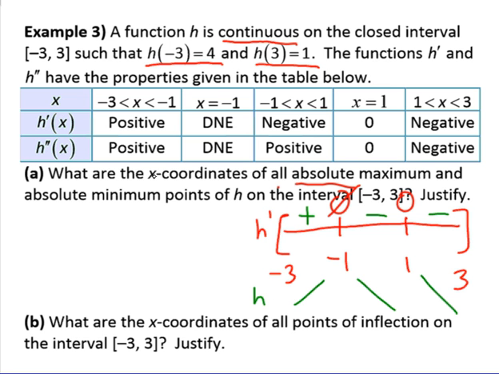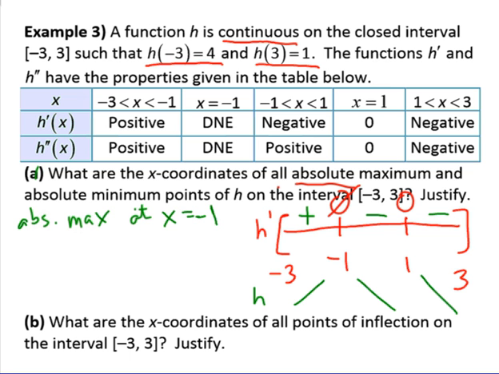If we want to talk about the absolute max and min, we can't just plug in values. We know that h of -3 is 4, and then from 4, it's going to go up. Then after -1, it's going to go down, and then it's going to go down still. So our absolute maximum is going to be where that relative maximum is at -1, because we're only increasing before it. So absolute maximum at x equals -1. There we go. Okay.